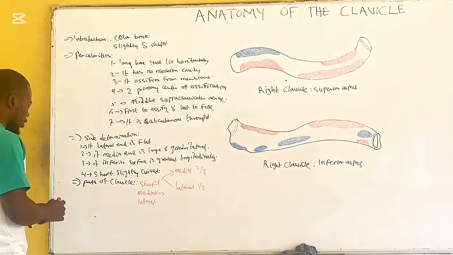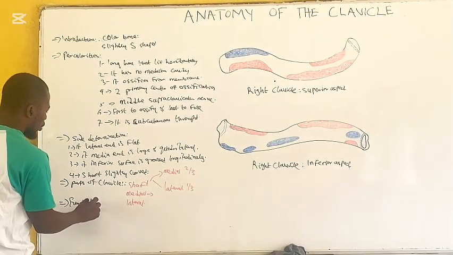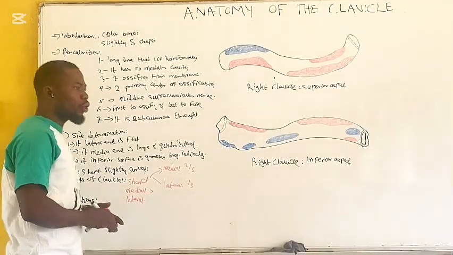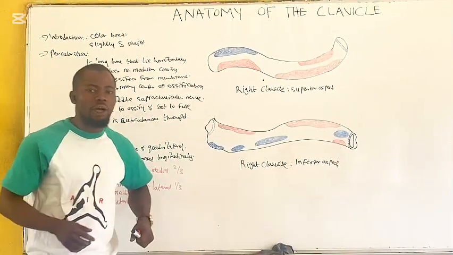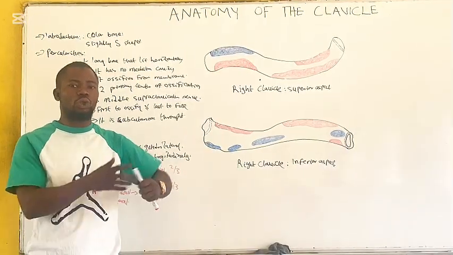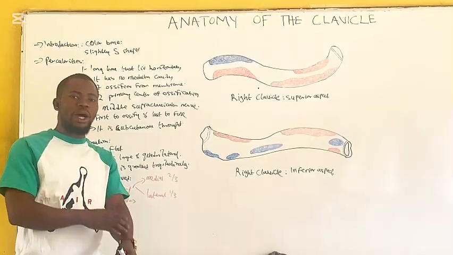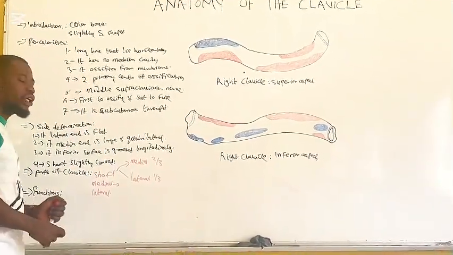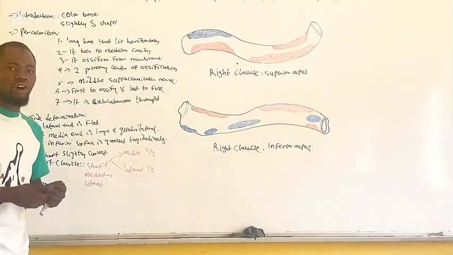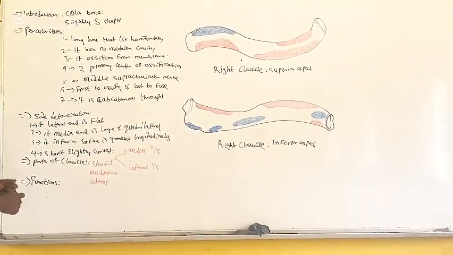The next thing is function. The functions of the clavicle include: 1. It helps to support the shoulder so that the arm can swing freely away from the thorax. 2. It helps in the transmission of the weight of the upper limb to the sternum. Another function of the clavicle is that it helps in the attachment of muscles and ligaments. So those are the functions of the clavicle.